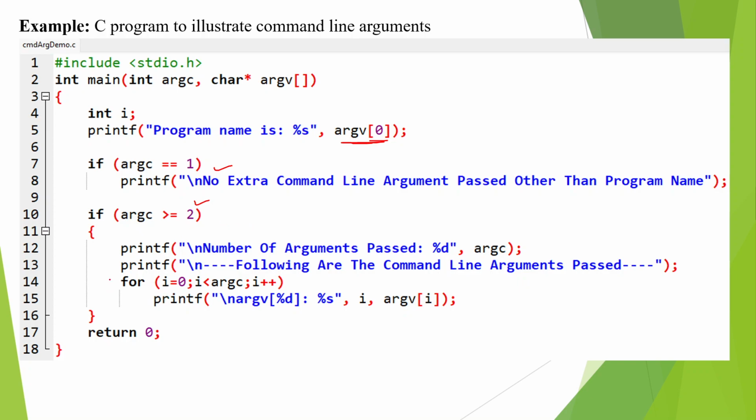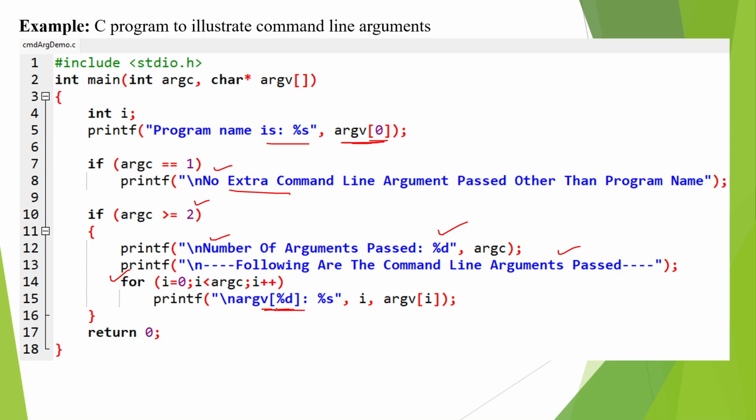Here, from 1 up to that number, all command line arguments I'm printing. If you are passing only the file name, then you will see the file name and this message. But if you are passing more than 2, that means at least one command line argument apart from the file name, then you will see this message: the number of arguments passed, that count you will see here, and then the following are the command line arguments passed. This message you will see, and one by one all command line arguments it will print.